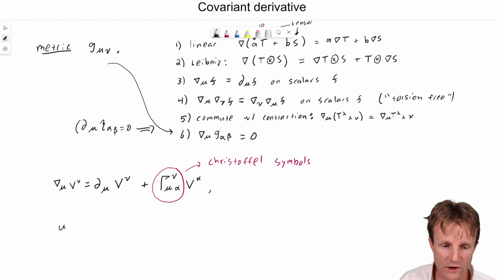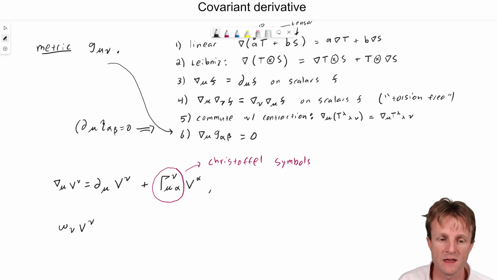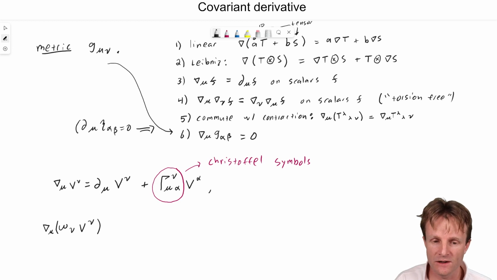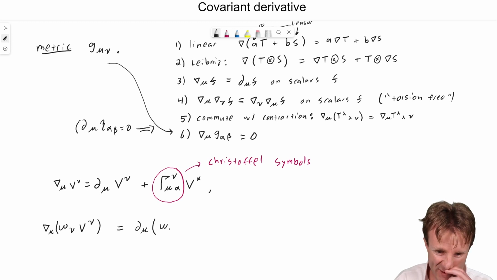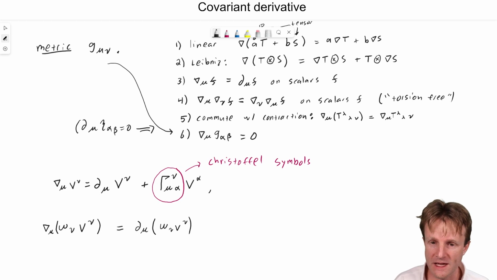Well, we could contract that one-form omega with some vector v, and we already have the law, our derivative for the vector v. So if we take the derivative of this whole thing, well, omega nu v nu is a scalar, and so that has to be the same as the partial derivative acting on omega nu v nu by condition 3.